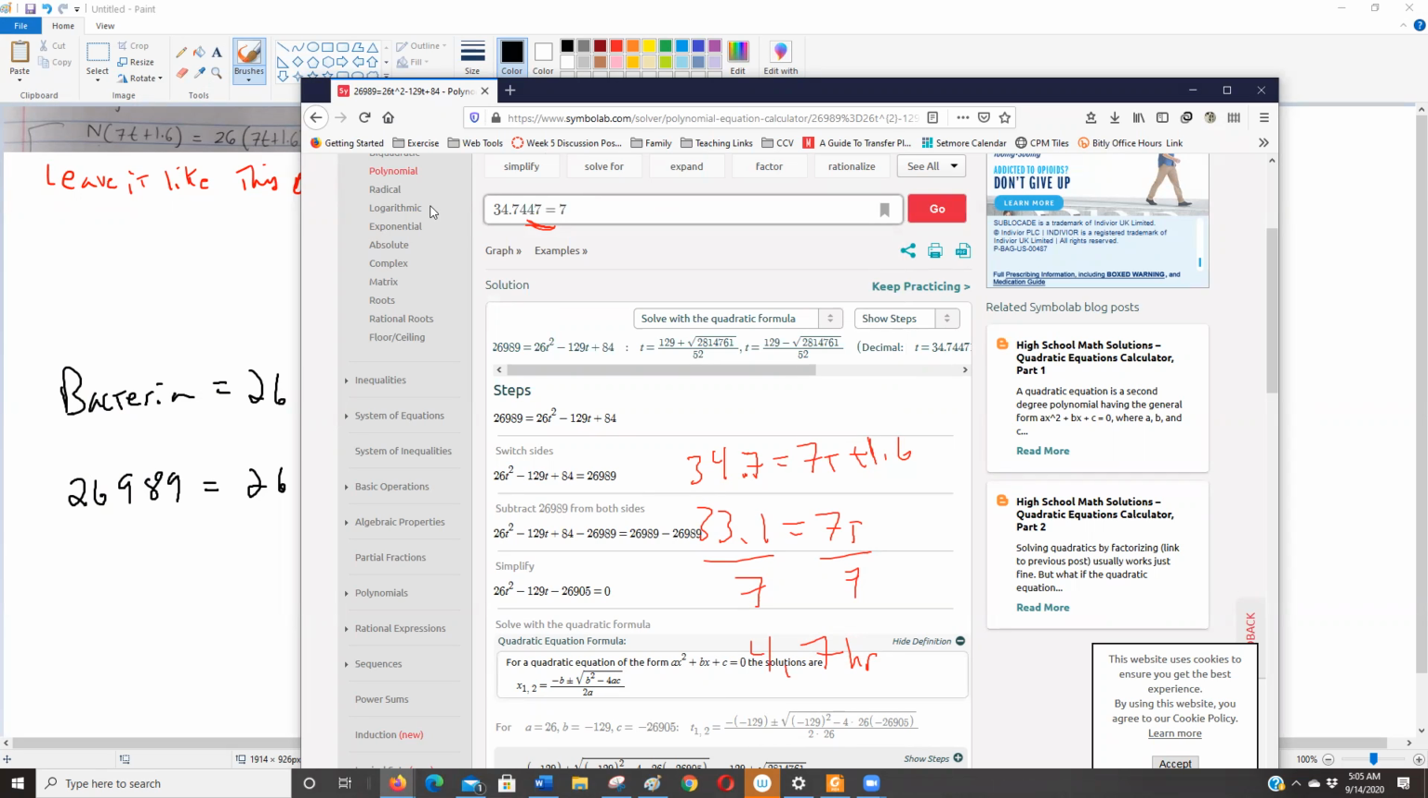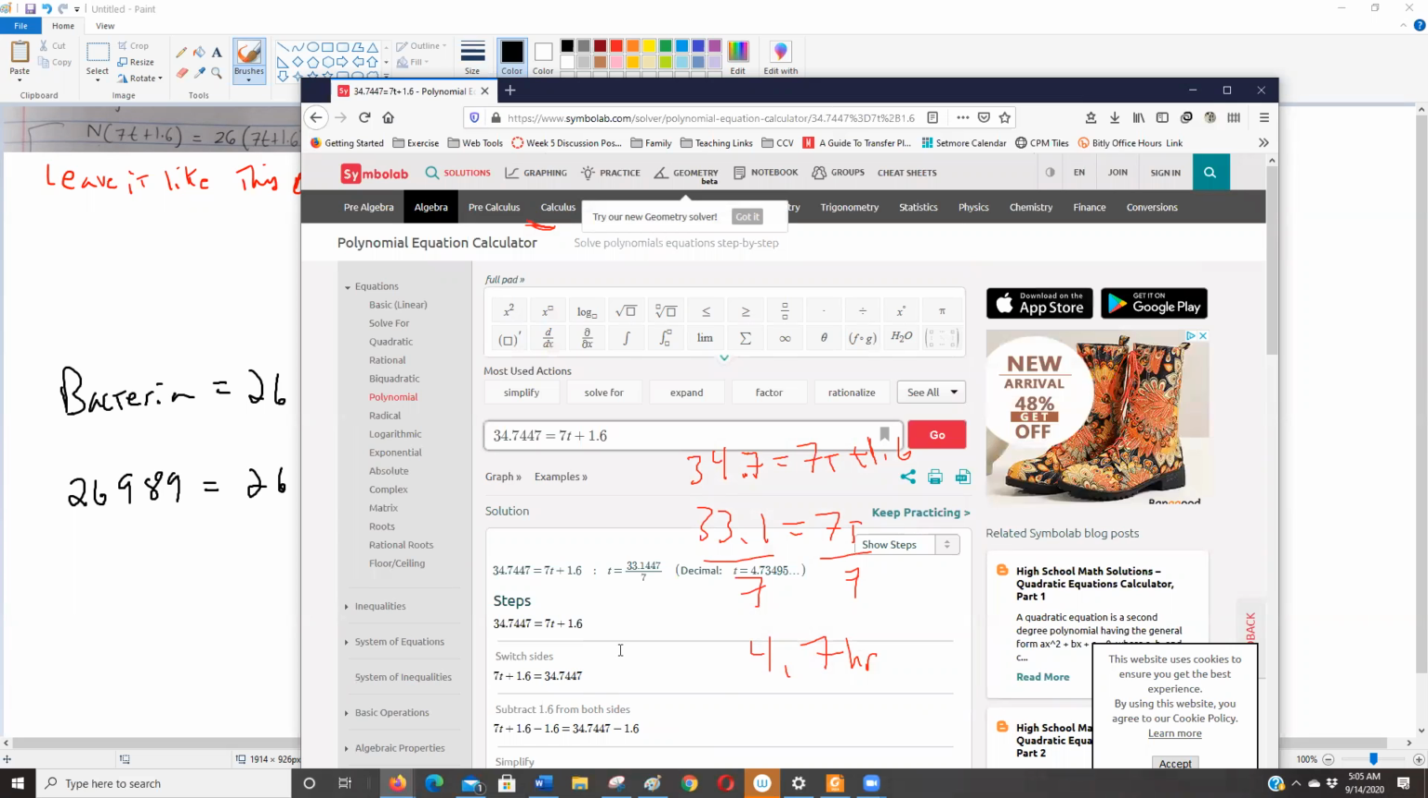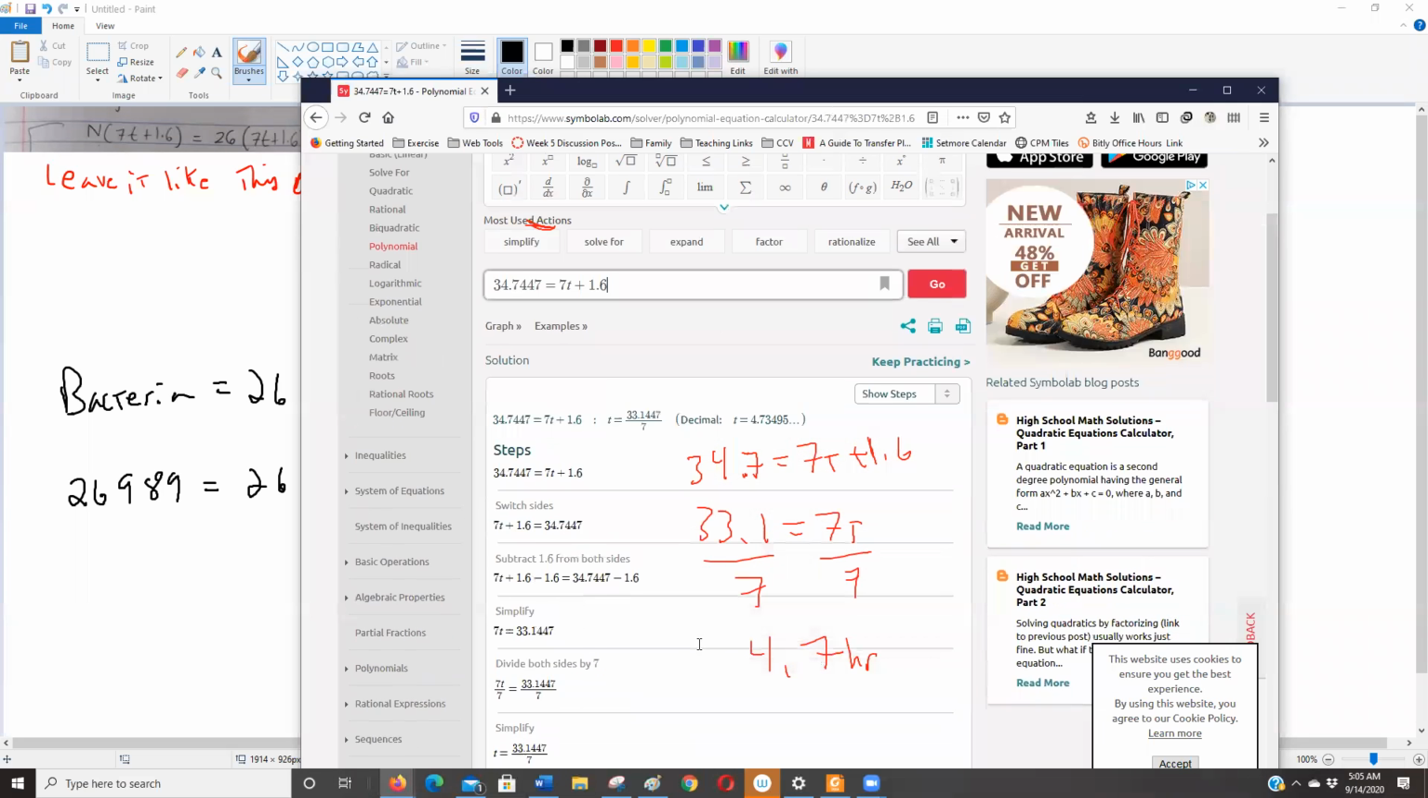Equals 7t plus 1.6, right? And hopefully that's right. And then lo and behold, hopefully it gives us some answers. It shows us the steps. It shows you 4.73. So that's what MyOpenMath would be looking for. 4.73, and I got 4.7. So, all right, that's how you do that question. Hopefully that helps. Okay, I guess I'll stop this video.